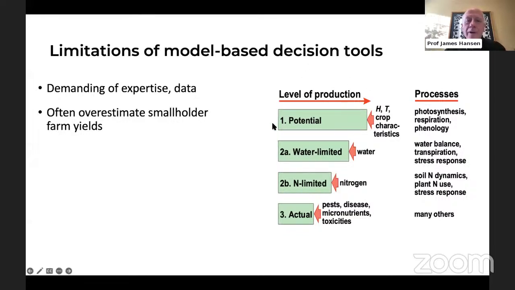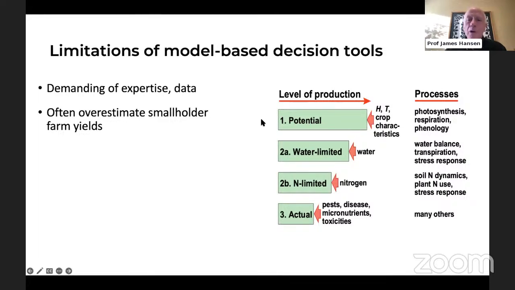So if you look on the right, when crop models were developed, they were first developed to simulate potential yield by simulating photosynthesis, respiration, phenology, partitioning, driven by solar radiation and temperature and genetic characteristics. So if there are no constraints other than solar radiation or temperature, that would give you potential yield.